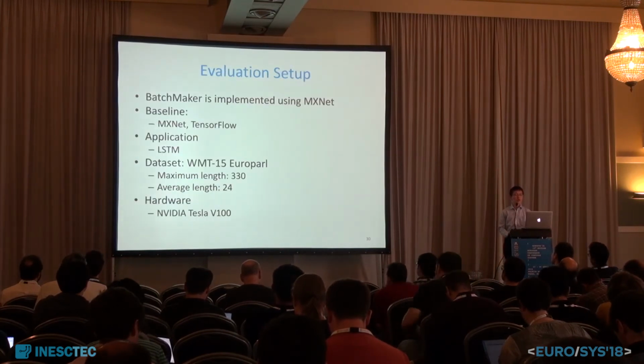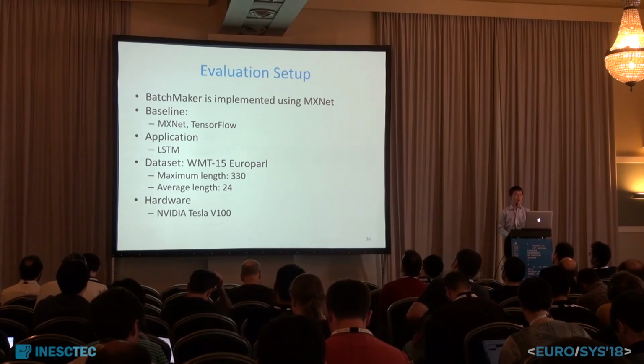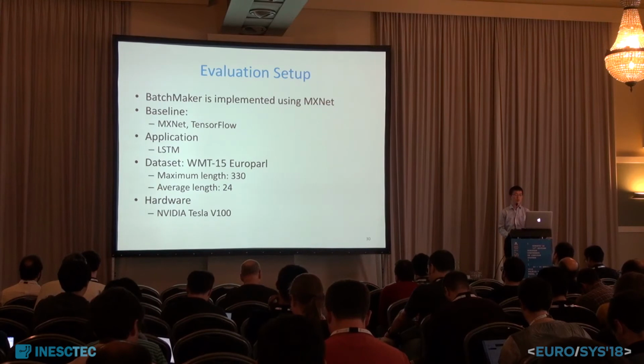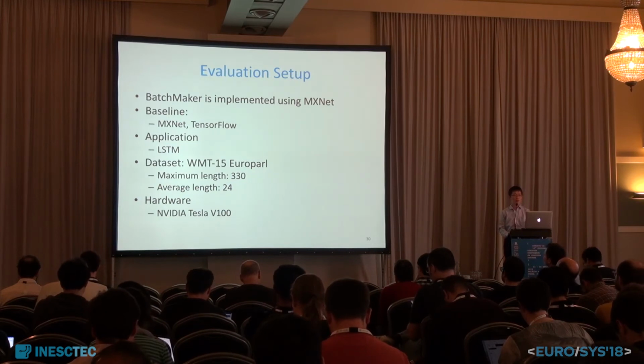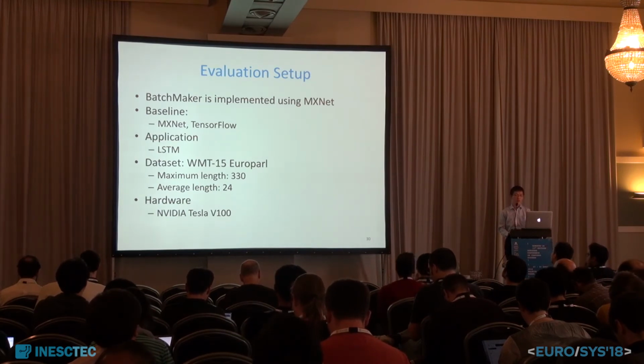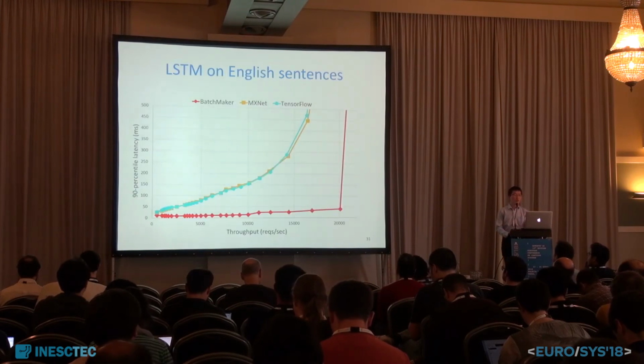Now we will show some evaluation results to see how good cellular batching is. We built our prototype system BatchMaker on the MXNet code base, and we compared BatchMaker with multiple baseline systems on 3 different applications. In this talk, we will only show results of one application, LSTM, on the WMT15 Europarl dataset. The dataset has maximum sequence length 330, and the average length is 24. Experiments were done using the state-of-the-art GPU, the NVIDIA Volta GPU. So here, the data flow graph is a chain of LSTM cells.